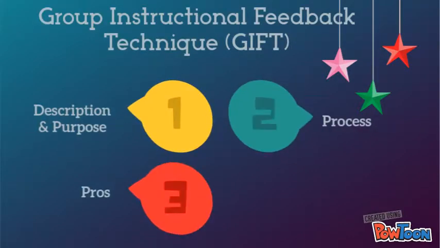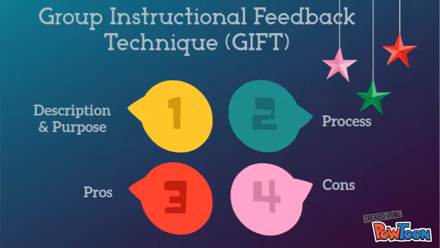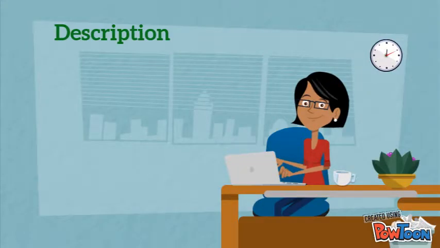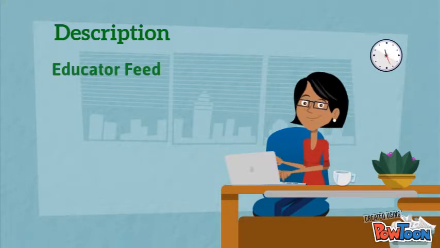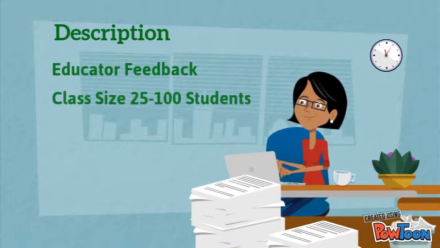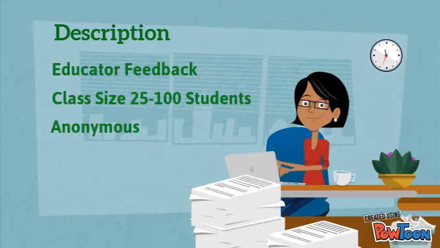Now let's go over the description and purpose, process, pros and cons for the group instructional feedback technique. GIFT is an assessment technique that is used for the educator to receive feedback from the students to improve the learning outcomes for their course. It is most effective for a class size of 25 to 100 students. The feedback gathered is anonymous.